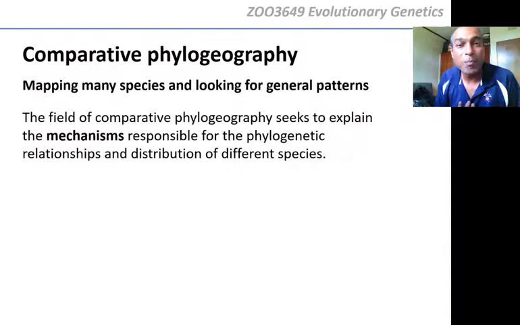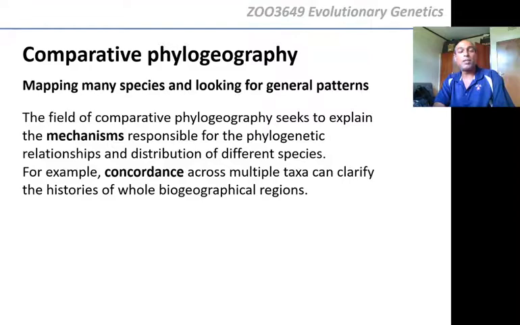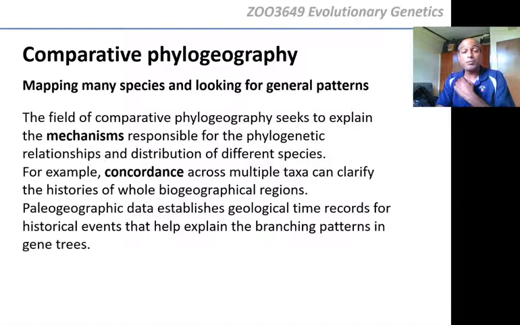Okay, so we see the similarities in the patterns of different species, and we can infer what historical or evolutionary events caused those patterns. So if we see concordance, the same pattern in different taxa, we can clarify what events caused those patterns. Okay, also paleogeographic data is what we need for paleo, which means from a long time ago. So we also need data from fossils that tells us what was occurring in the old times, not just what is occurring today.